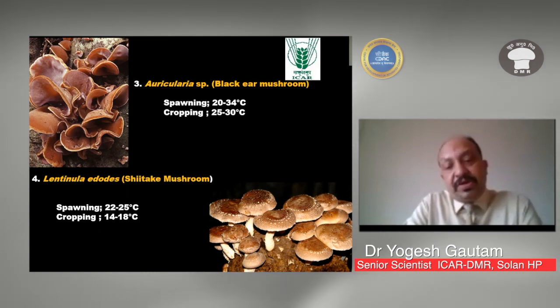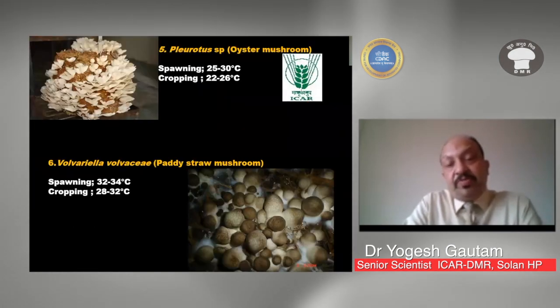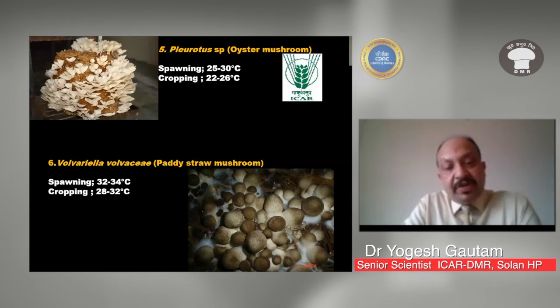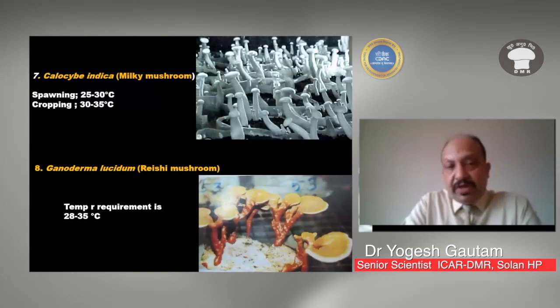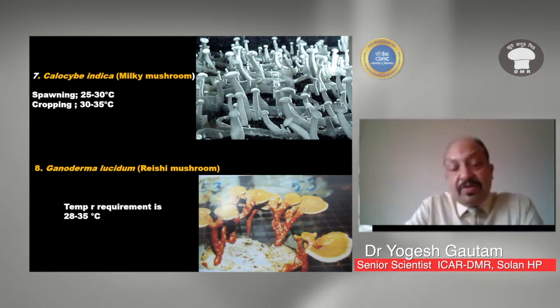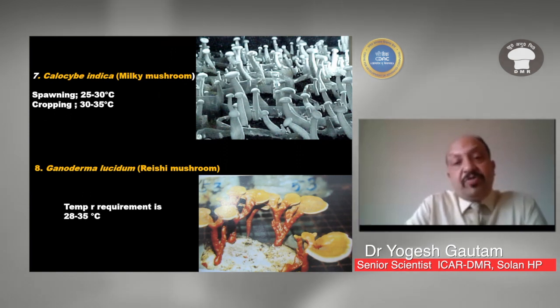Then we have Lentinula edodes, the shiitake mushroom, which is grown at a temperature around 14 to 18 degrees. The Pleurotus species, oyster mushroom, there are different species, right from 12 degrees to 32 to 35 degrees. There are many species which can be grown in this range of temperature. Then we have Volvariella volvacea, which can be grown at a temperature of 28 to 32 degrees. We have Calocybe, which can be grown at a temperature of 30 to 35 degrees centigrade. And then we have Ganoderma lucidum, which can be grown at 28 to 35 degrees.